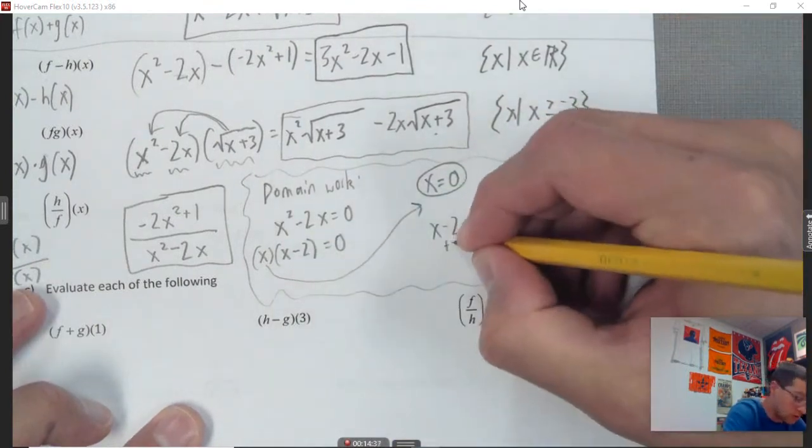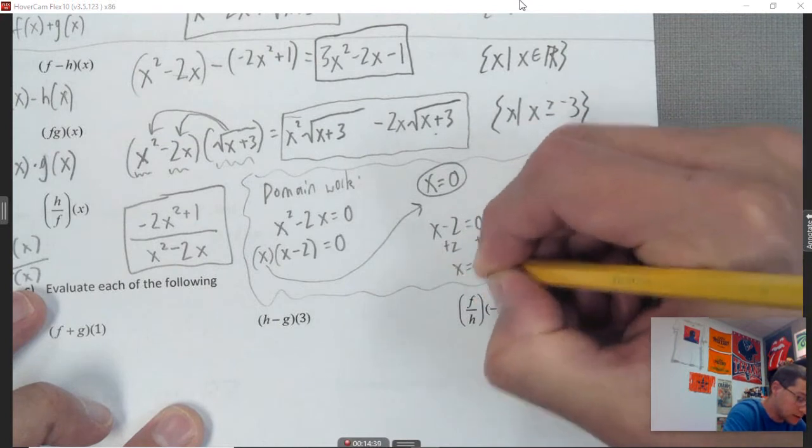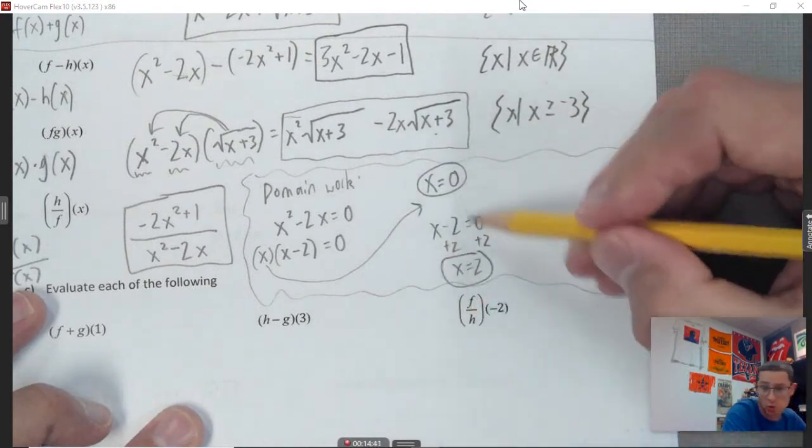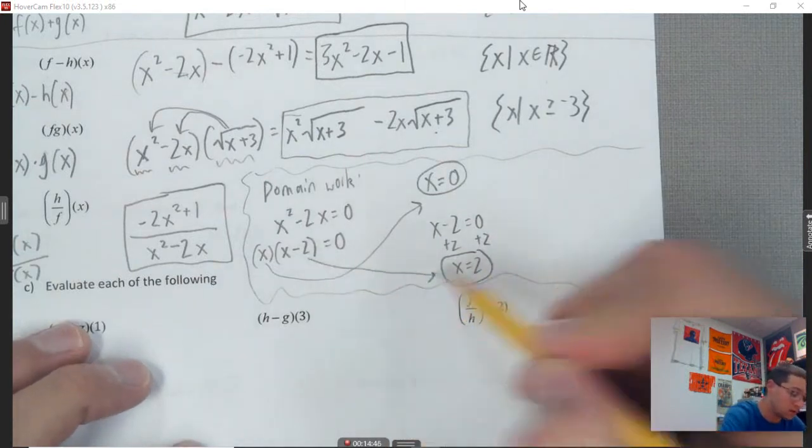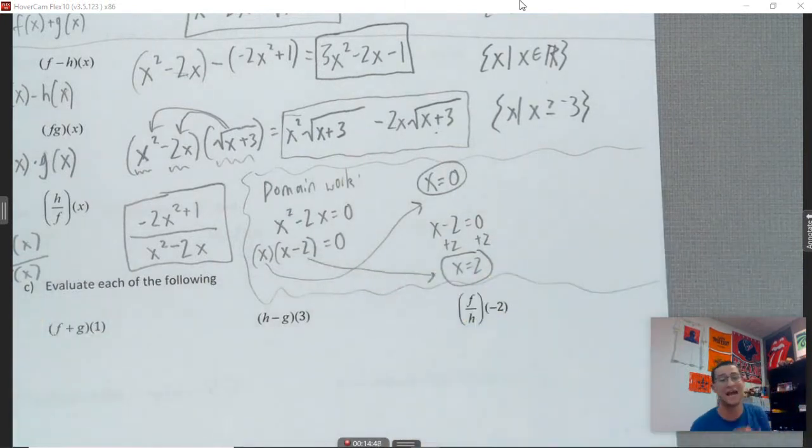This is just one more step. We add 2 to both sides. We get x is 2. Okay, so those are the two pieces that I will take out of the domain.